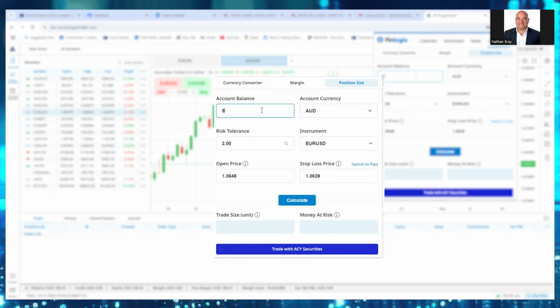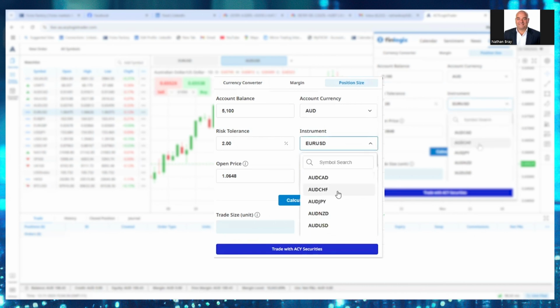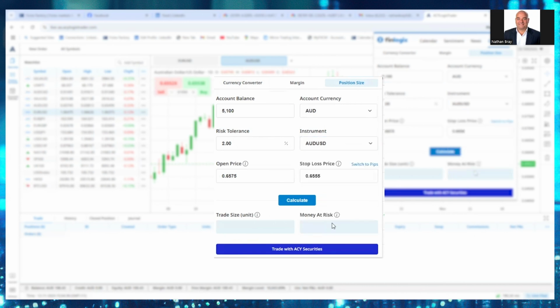I now have, say, $5,100 in my account. I'm still risking 2%, so I maintain that risk. I simply change it to Aussie against US dollar. I'm looking for a sell.